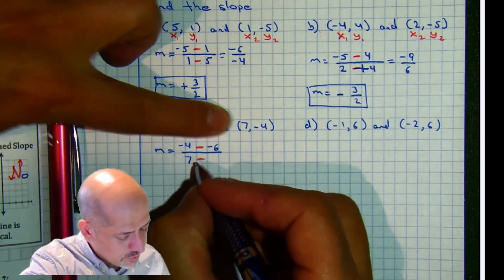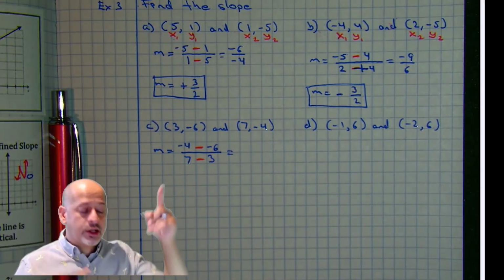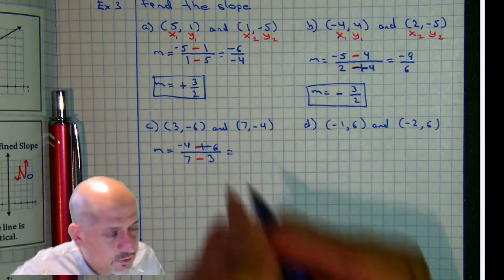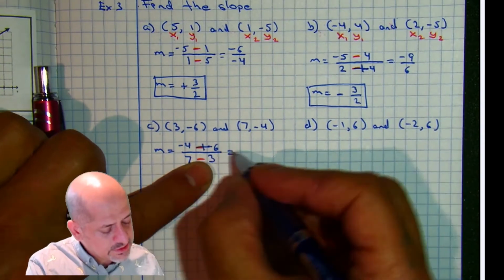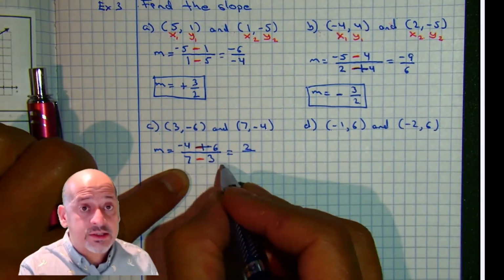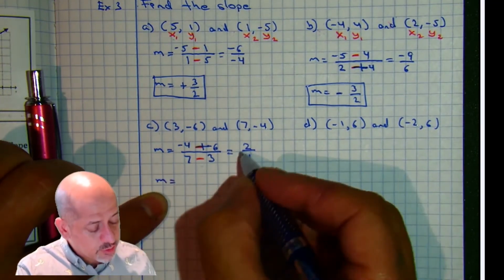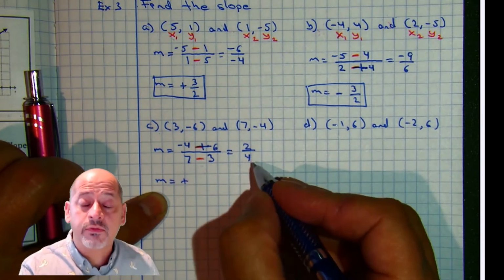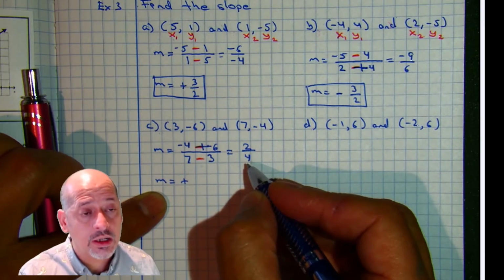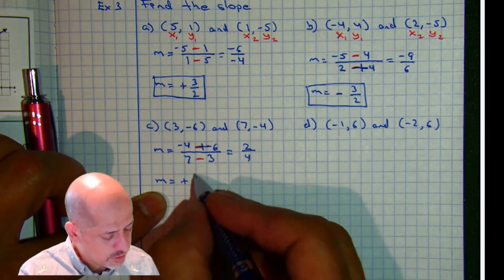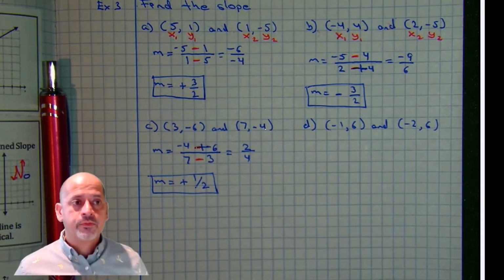x2 minus x1. I see a double negative once again. What happens with the double negative? It becomes a positive. And now I can simplify. Negative 4 plus 6 is 2. 7 minus 3 is 4. My slope is going to be positive. And what's 2 divided by 4? Well, the bigger number is on the denominator. So therefore it's going to be less than 1. I can reduce it by 2, gives me 1. Reduce it by 2, gives me 2. So 1 over 2. Perfect. Letter D.